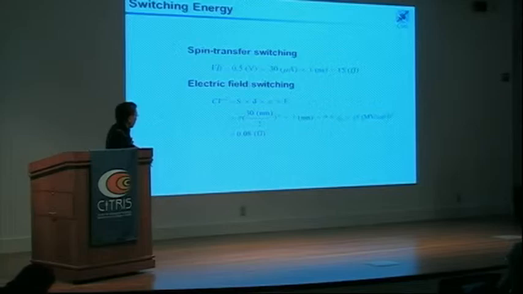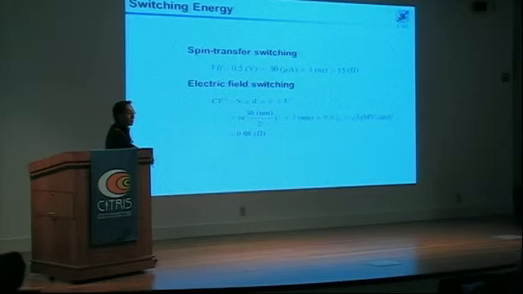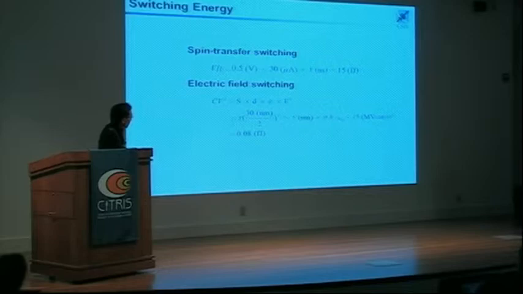Electric field switching, if it can be done at, let's say, 5 megavolt per centimeter, which is a reasonably high electric field, then we will end up having 0.08 femtojoule, so there are two orders of magnitude gap. So we are working towards this.